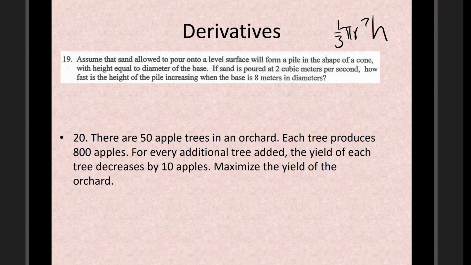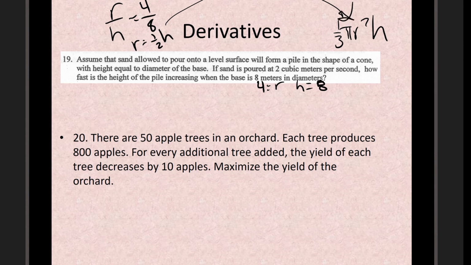Alright. So what I did on the first one was started off with an R over H ratio. Because R is 4, and H is 8 meters. Because the height is equal to the diameter, so the radius is half that. So my R over H is 4 over 8, so R equals 1/2 H. Something I know. So I can plug that back in over here, and I can get V equals 1/3 pi times (1/2 H) squared times H, like so.